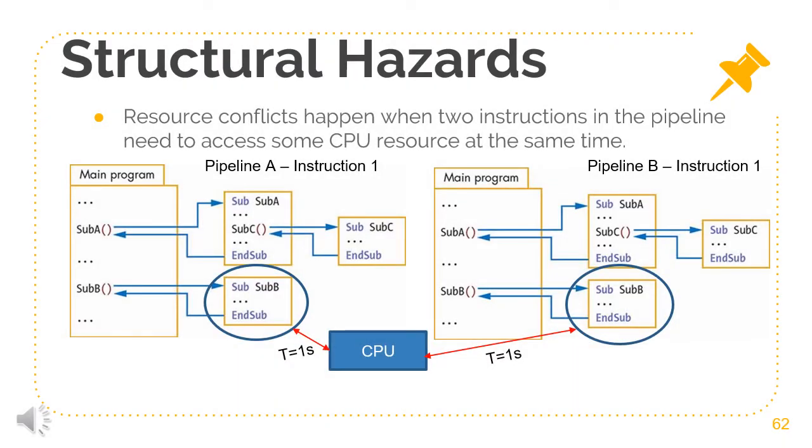Structural hazards are resource conflicts that happen when two instructions in the pipeline need to access some CPU resource at the same time. For example, if two instructions, instruction A and instruction B, in different pipeline stages need to access external memory via the cache system at the same time, one of these instructions must take priority over the other.